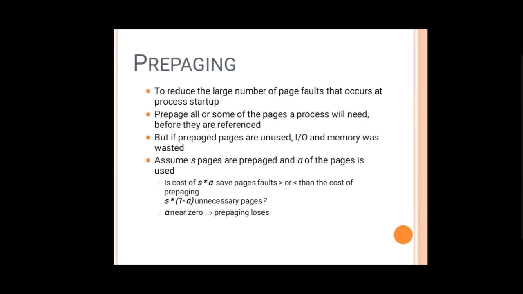So let's begin. Prepaging. Prepaging is to reduce the large number of page faults that occur at process startup. Prepage all or some of the pages a process will need before they are referenced. But if the prepaged pages are not used, the I/O and memory are wasted. So you can see that we assume S pages are prepaged and A of the pages is used. So guys, if you don't use them, it is really a waste.